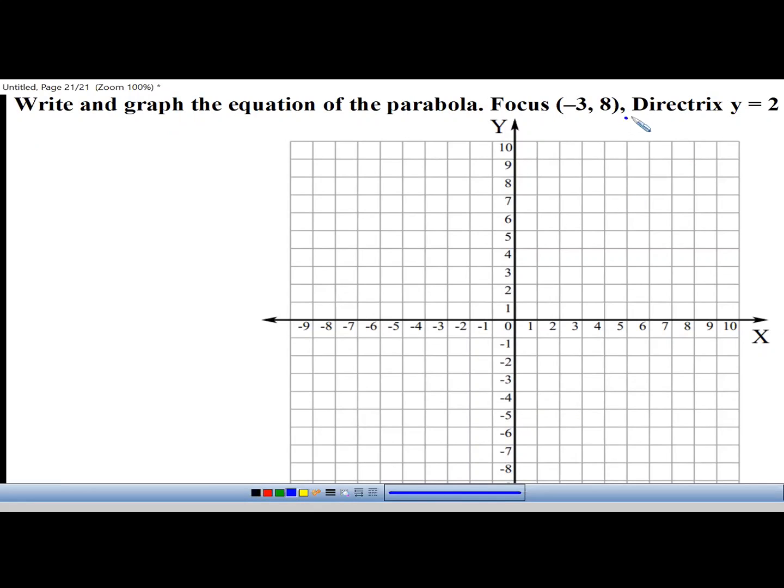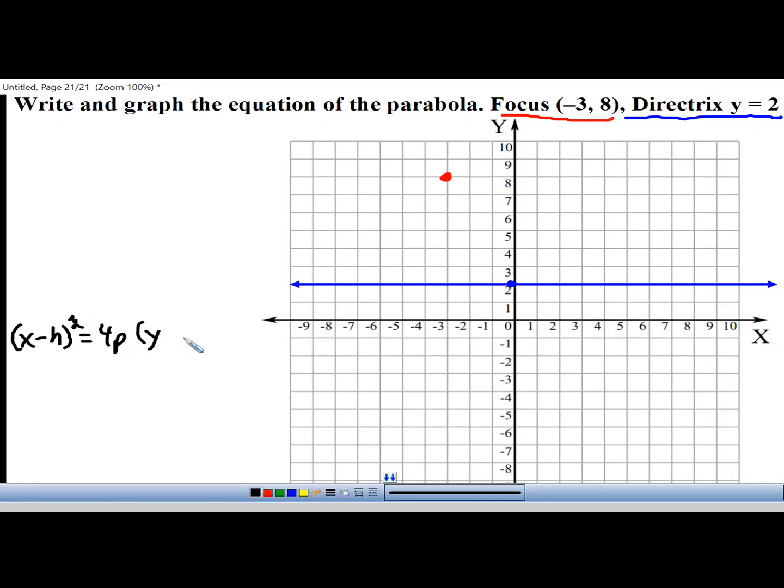What did they give us? The directrix going through y equals 2. y equals 2 is right there. I graph my line going through there. They also give me the focus. I do that in red at -3, 8. And what do I know? I know that the focus is up there and my parabola is going to open towards the focus. So it looks like it's a vertical parabola. So I'm going to write (x minus h) squared equals 4p times (y minus k).